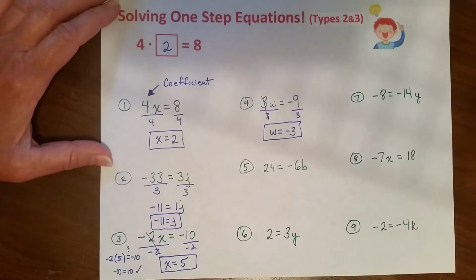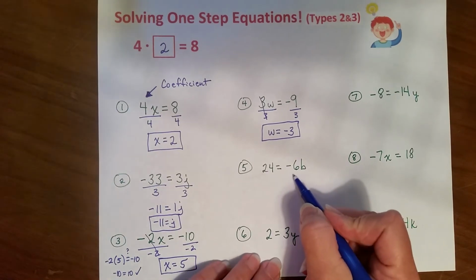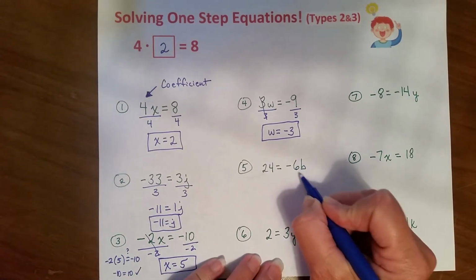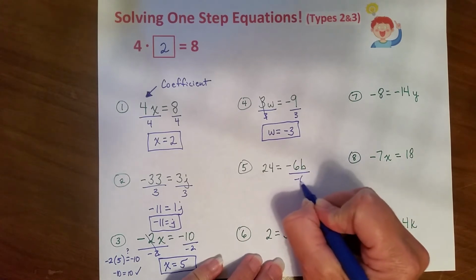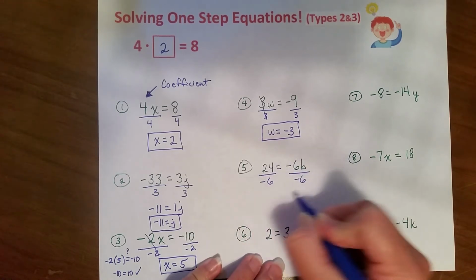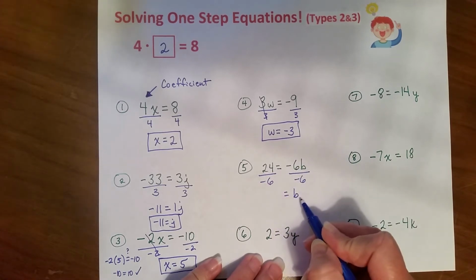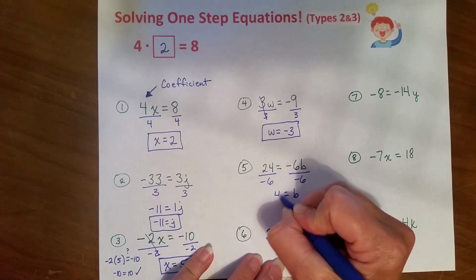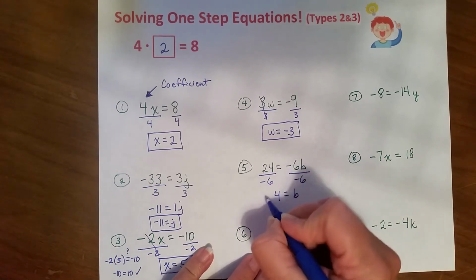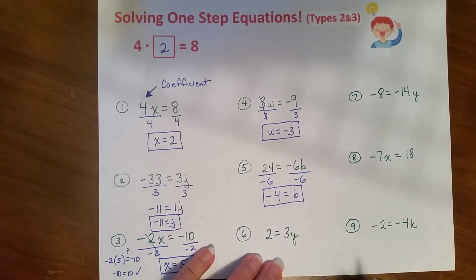Here, the variable is joined to a coefficient. So to get rid of the coefficient, we divide. Here, the variable term is over here. We're going to divide by -6. -6 divided by -6 is just 1, so I just get b. And over here, 24 divided by 6 is 4. And then a positive divided by a negative is a negative. So my solution is -4.